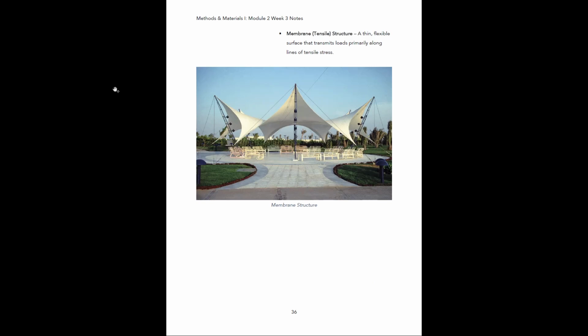And then lastly, we have a membrane or a tensile structure. This is a thin, flexible surface that is going to transmit loads primarily along lines of tensile stress. You can think of things like tents or any kind of tent-like structure like this. That is an example of a membrane structure.